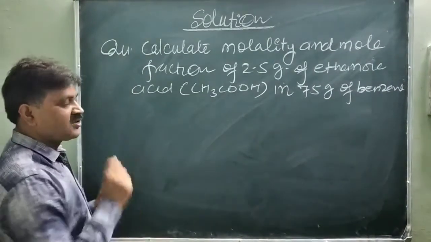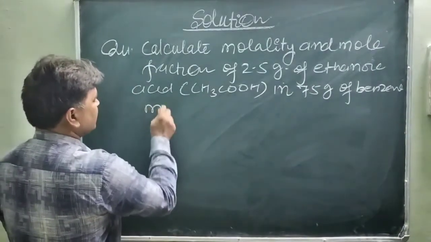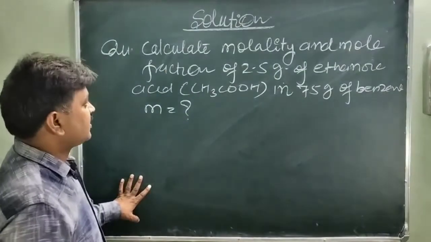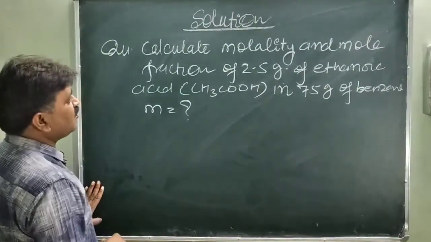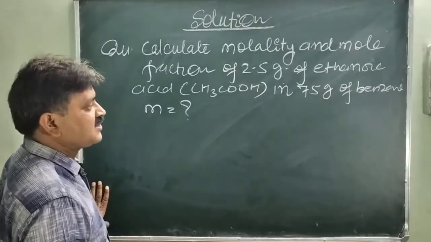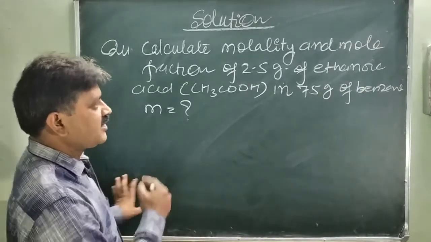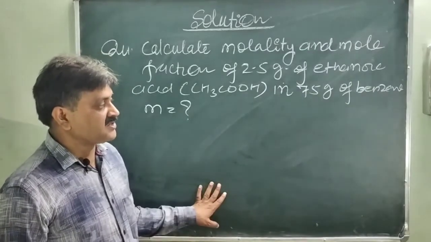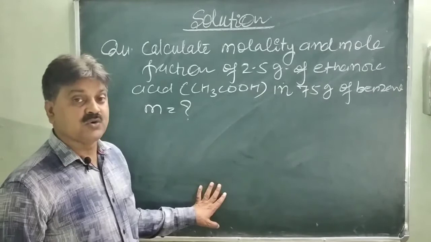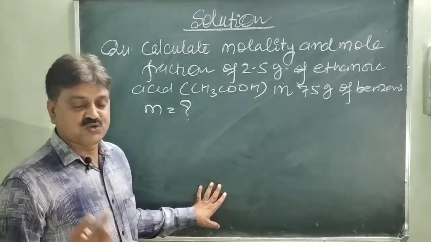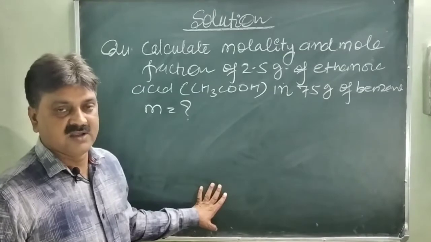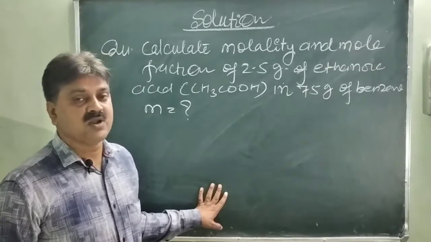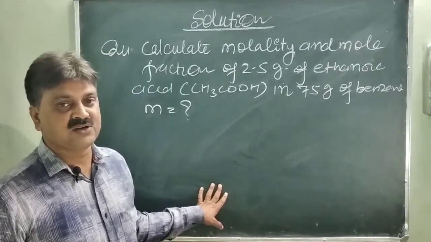First we are going to calculate the molarity. Molarity is expressed by small m. Given is 2.5 gram of ethanoic acid. This is the smaller component of the solution, so it is used as the solute, and the 75 gram of benzene is in higher concentration in the solution, so it is considered the solvent. A solution has two components, solute and solvent. The component in the lower concentration is known as the solute, and the one present in the higher concentration is known as the solvent.